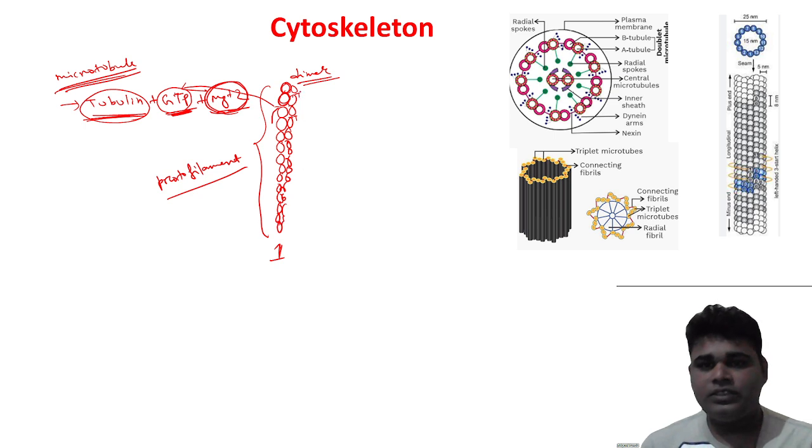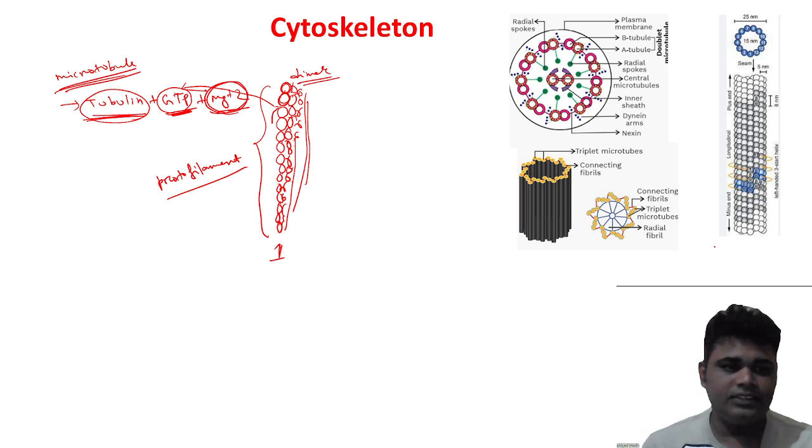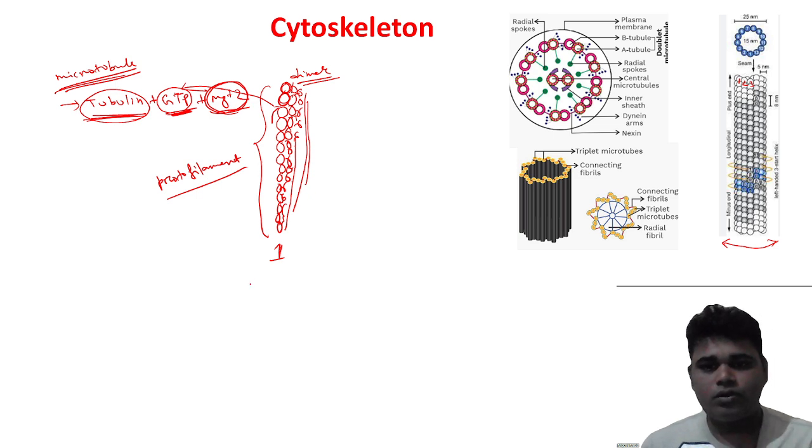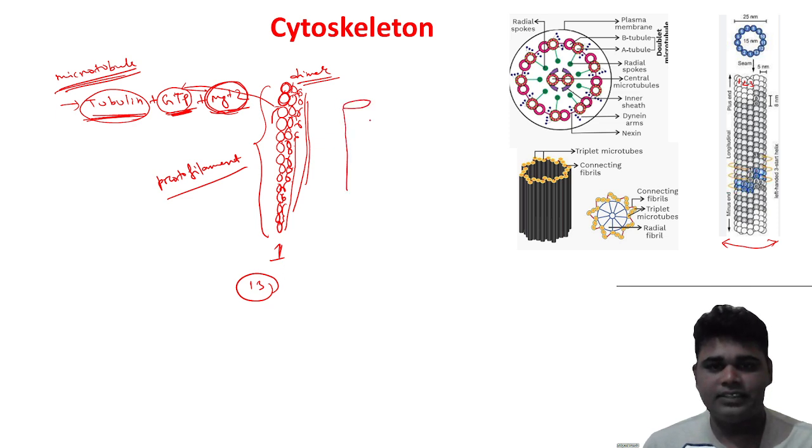Okay, and to this another protofilament is joined. Like this, 13 protofilaments are joined together. So this is the structure of the microtubule. That means this is the first protofilament, this is the second protofilament, this is the third protofilament. Like that, a total of 13 protofilaments are joined together, and it forms a tube-like structure like this.